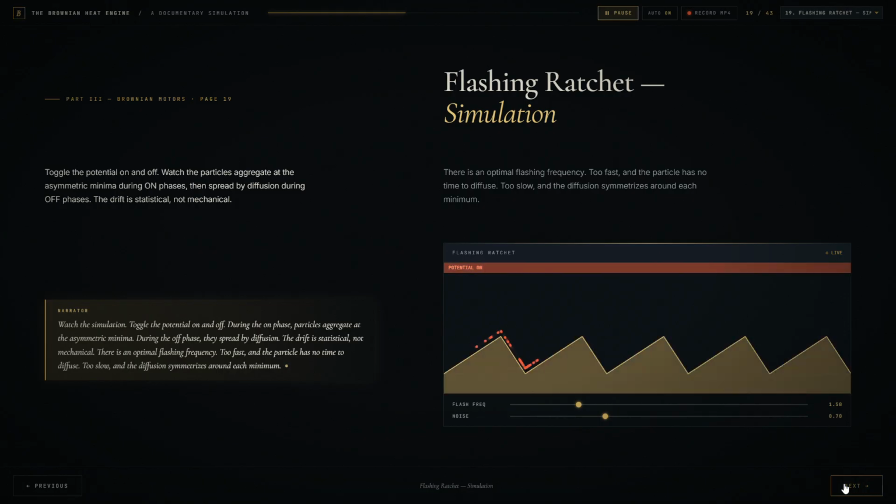There is an optimal flashing frequency. Too fast, and the particle has no time to diffuse. Too slow, and the diffusion symmetrizes around each minimum.